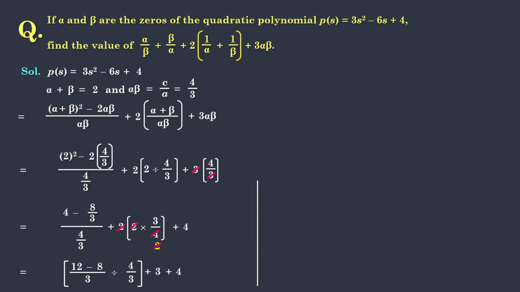The last term is 3 times the product of alpha and beta. Since the product is 4 divided by 3, multiplying by 3 gives 4. Finally, add all the results. 1 plus 3 plus 4 gives 8. Therefore, the final value of the expression is 8.